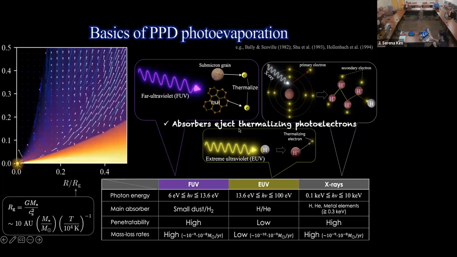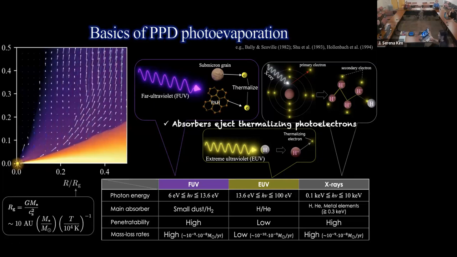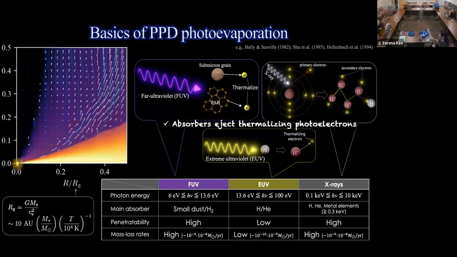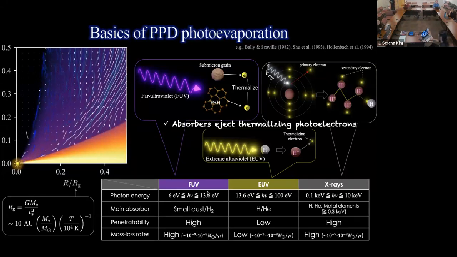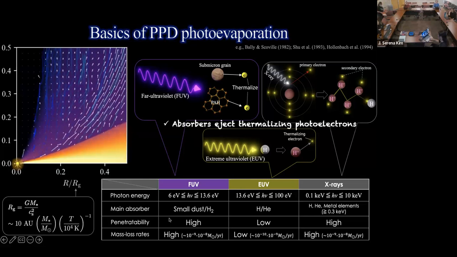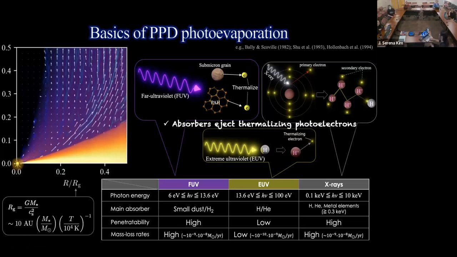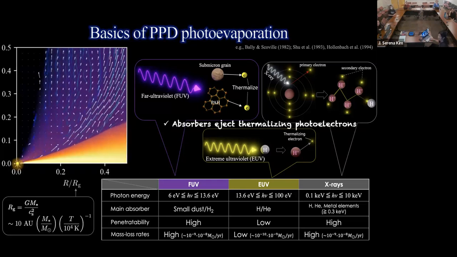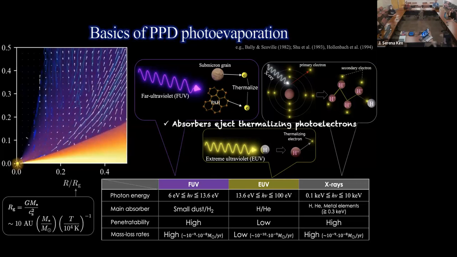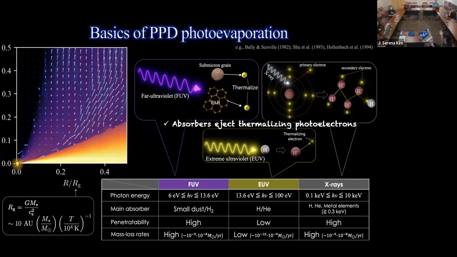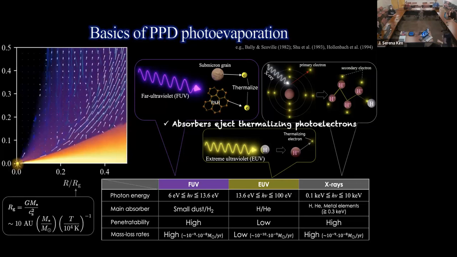It sounds a little bit complicated. There are three kinds of photons effective for photoevaporation, but the basic mechanism is the same. They just absorb the photons and eject photoelectrons to heat the gas. The differences are in the main absorber, and those differences are reflected in the cross sections of photon absorption. Usually, FUV and X-ray absorption cross sections are smaller than the EUV cross section, and that means they can reach a deeper area of the disk and can excite dense flows with higher mass loss rates.